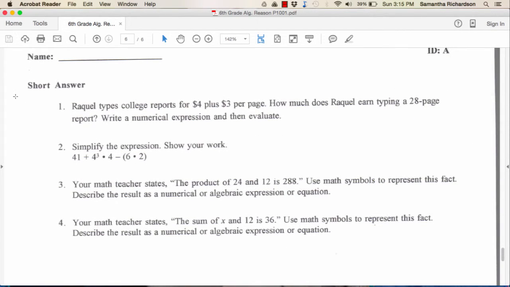Now it's time for the short answer part of the assessment. You'll need to show your work on your paper to receive full credit. Short answer number 1. Raquel types college reports for $4 plus $3 per page. How much does Raquel earn typing a 28-page report? Write a numerical expression and then evaluate.